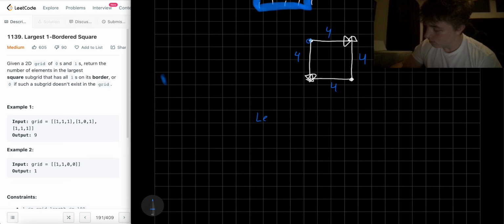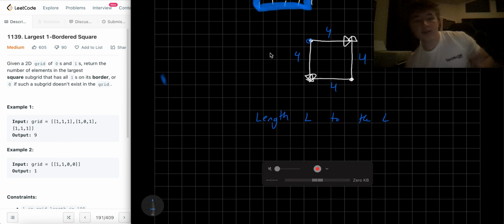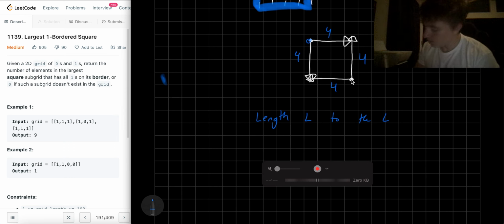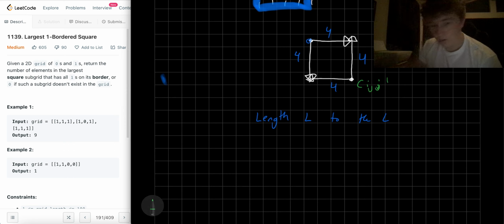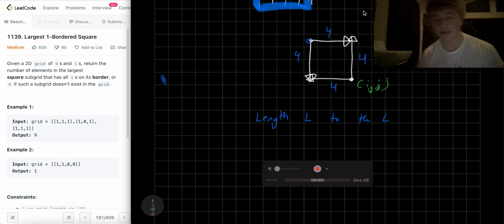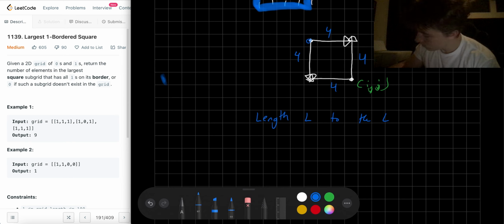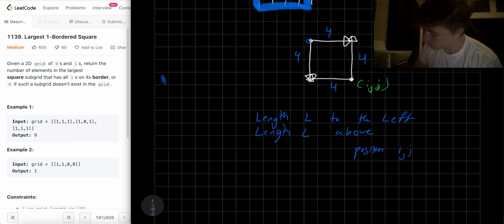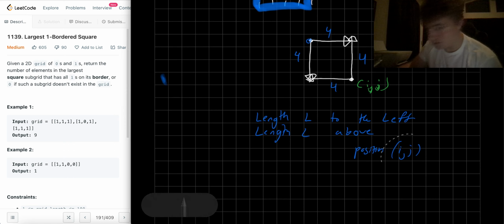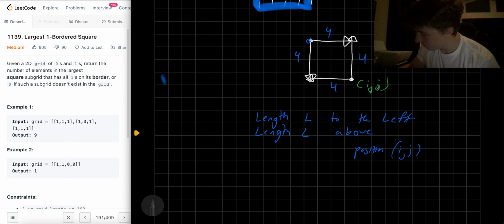So if I have length L to the left, meaning that there's a leg to my left that's length 4 in this position, and we'll call this position IJ. Right, so in position IJ, I have a length 4 to the left and length 4 up. So if I have length L to the left and length L above position IJ, we'll color that green just so that there's some sort of consistency in the madness, which is me just explaining things.